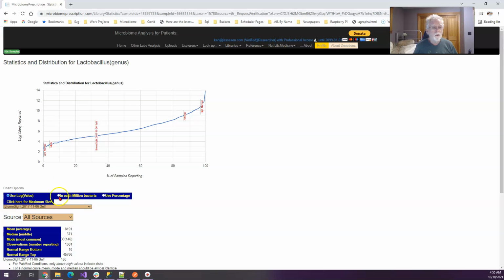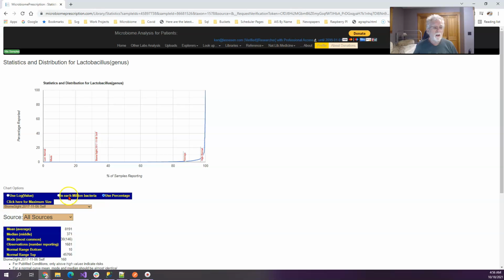curve, and again you can change it, instead of using the log values, to percentile or percentage reported and in known bacteria. So those two are the same curve. The thing that's different is the scale. Here we have just the percentage of all of the bacteria.